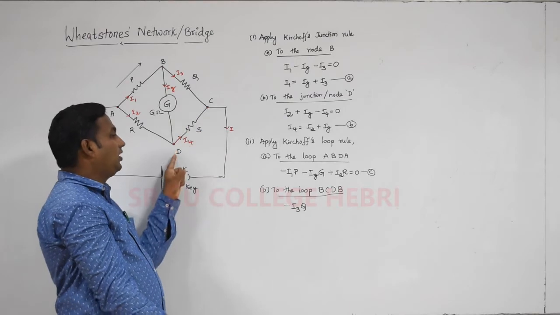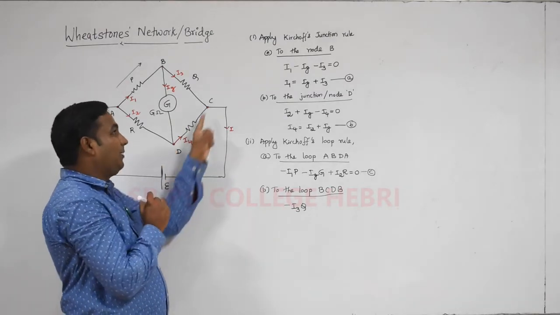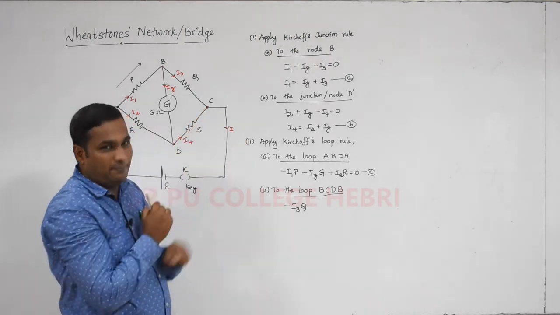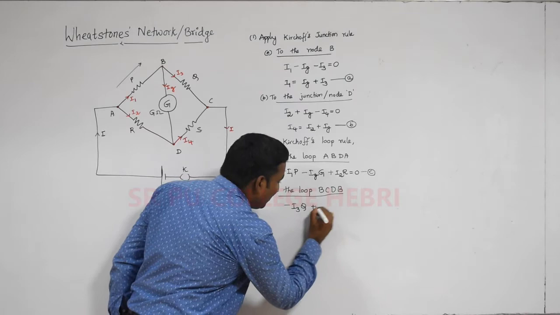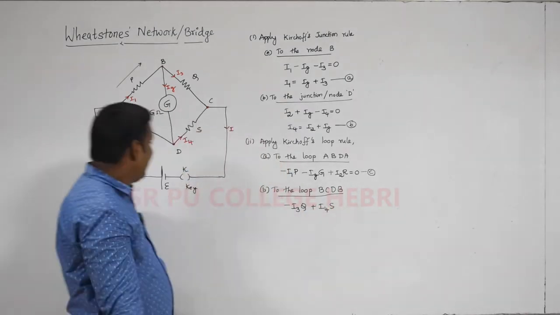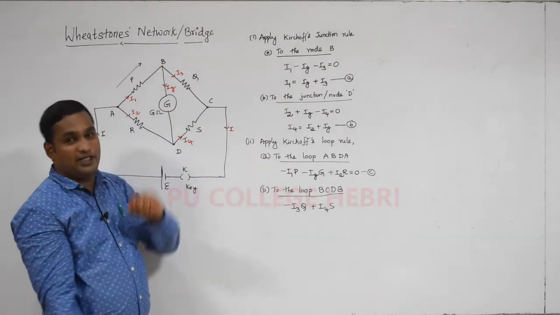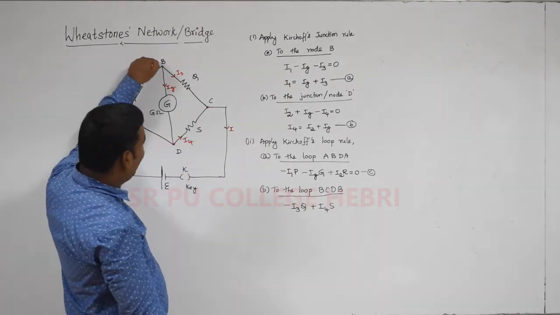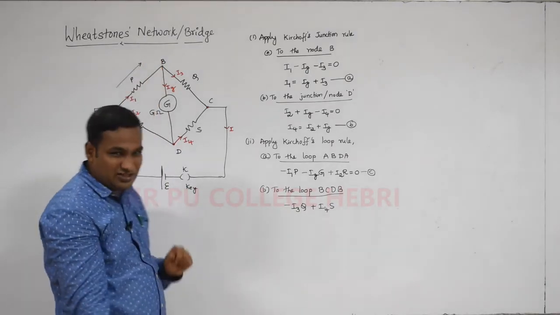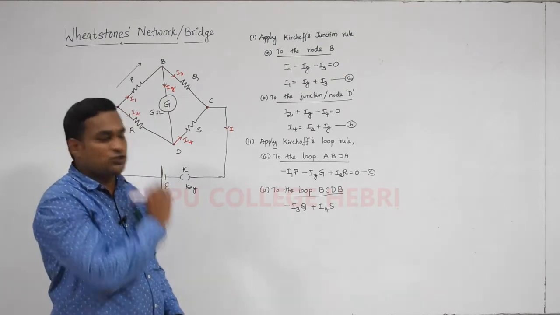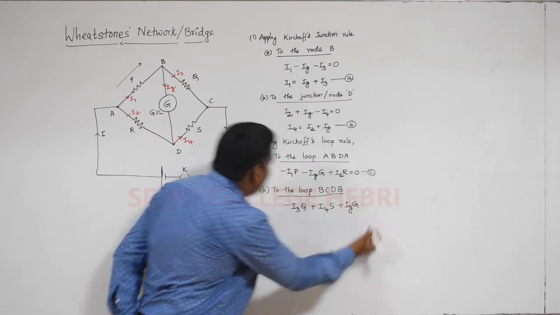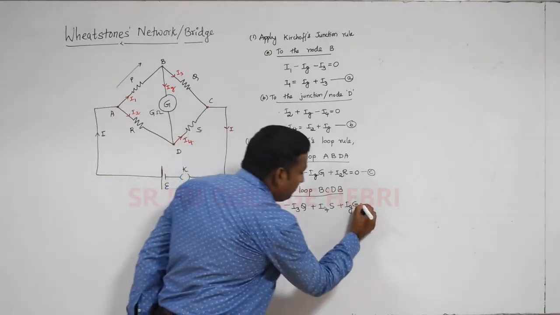What about C to D? Along my path or opposite? My path is CD. Current I4 is like this. Automatically opposite to my path. Then you have to take plus I4 into resistance is S. Next, you have to move from D to B to complete the loop. Moving D to B, current is downward, I am moving upward. Automatically G is opposite to my path, so it becomes plus Ig into G. G is the resistance of the galvanometer. That should be equal to 0.